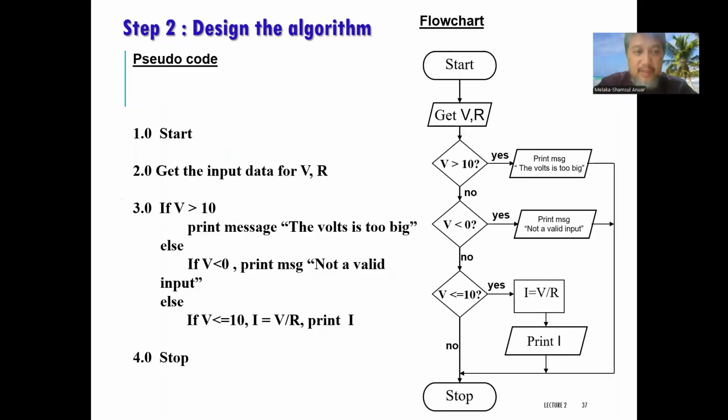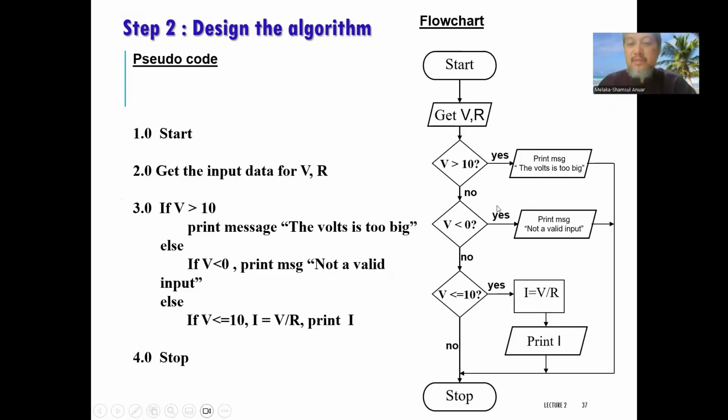And for that same problem, you can come up with a pseudocode to start, and then you get the data all in human language here, V and R. Then if the voltage is greater than 10, write this message, else if less than 0, not valid input. And then else, if it is less than or equal to 10, that means I equals V over R.